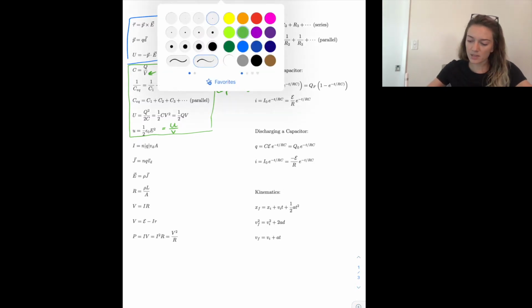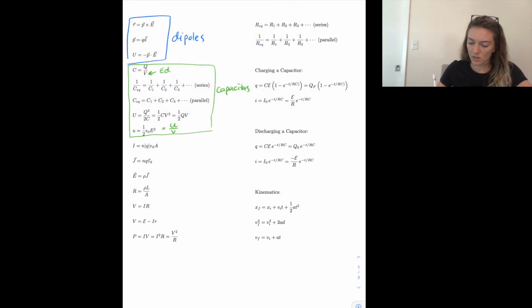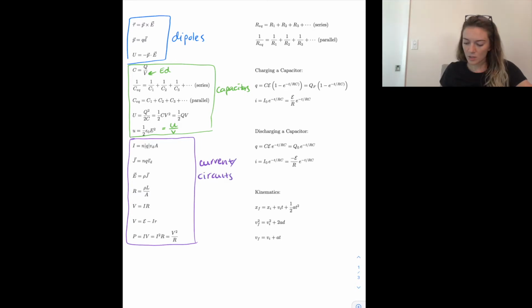Okay, and then we have some current and circuits. This section is current and circuits. Here we have the current, which is given by the number density of your particles times the magnitude of the charge on those particles, the drift velocity, and then the cross-sectional area of your wire.